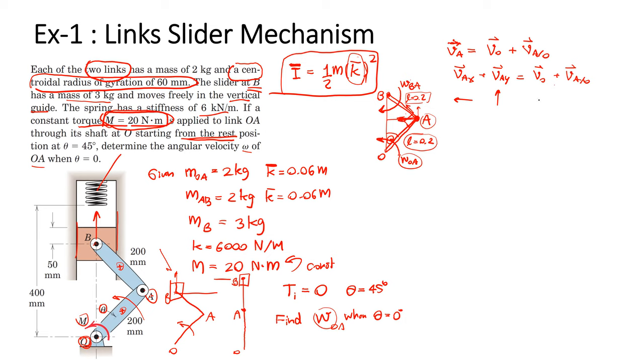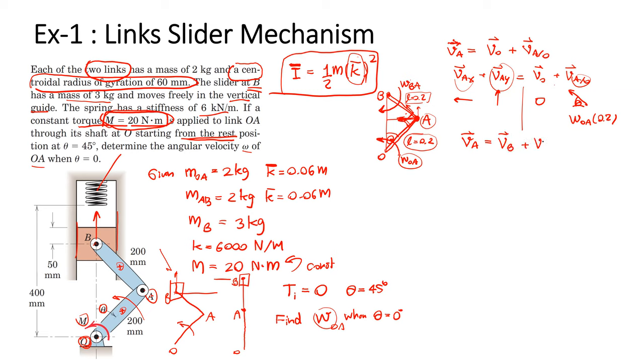It's going to equal VO, that is fixed, and A with respect to O will depend on the angle theta, but it will be perpendicular to the radius. And the magnitude of A with respect to O is omega multiplied by the radius 0.2. Yeah, we have VAX and VAY. We also can relate the VA from VB.